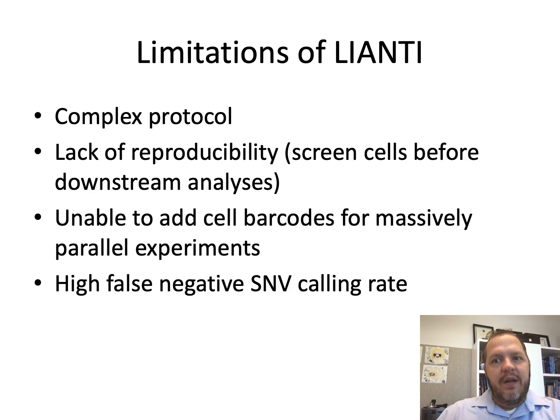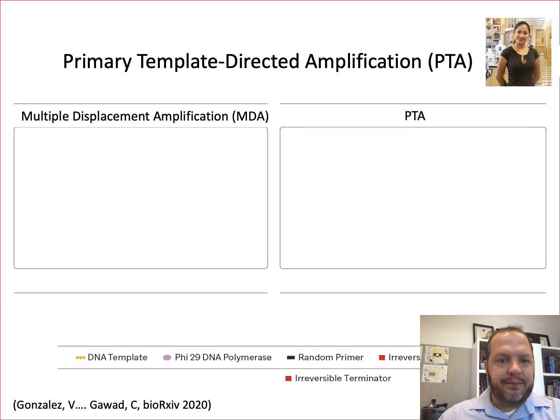And so this method hasn't really been widely adopted, mostly because the protocol is pretty complex. You have a lack of reproducibility, and so you really need to screen cells. You can't add cell barcodes, and then it has a really high false negative SNV calling rate, as I'll show you in a few slides.